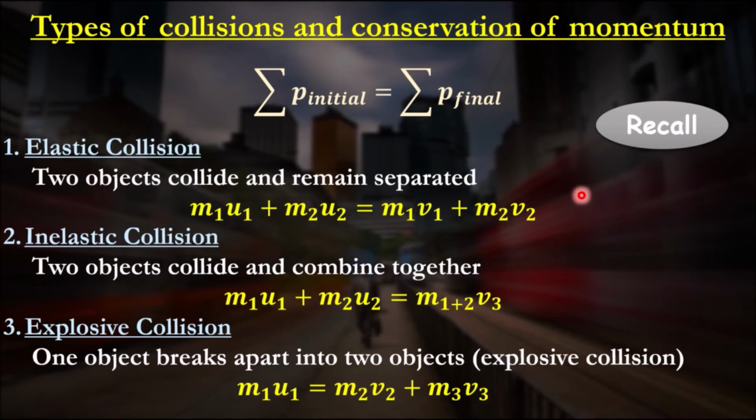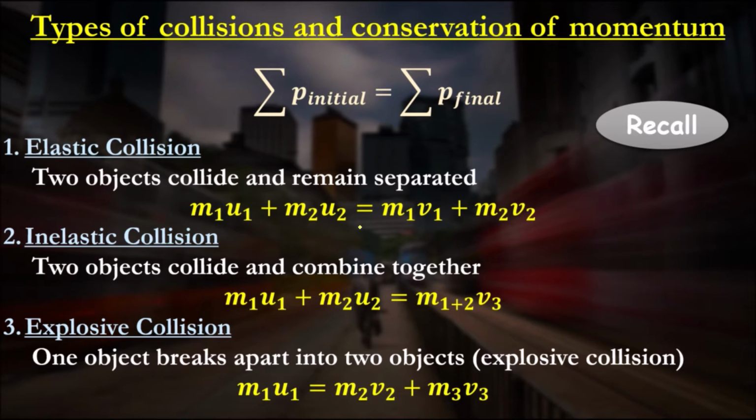There were three formulas that we can use to explain the different types of collision. Each one follows the law of conservation of momentum. So the idea is very simple. What momentum we have at the start of the collision has to be the same at the end of the collision.